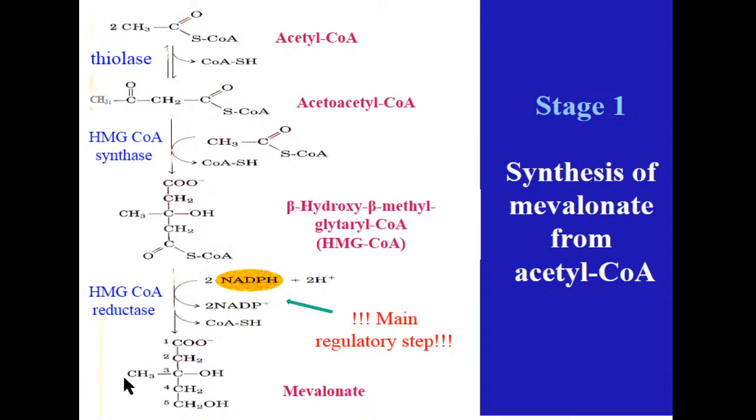So mevalonate formation is the first stage, and these reactions you must learn and write, same like reactions of glycolysis and the citric acid cycle. It's easy, because the 2 reactions for ketogenesis and the 2 reactions till formation of beta hydroxy beta methyl glutaryl are the same. Only one note: they are performed for ketogenesis in mitochondria, and for the synthesis of cholesterol in cytosol.